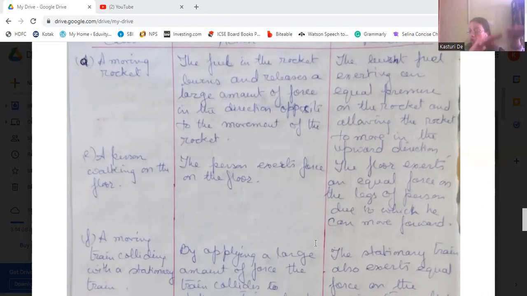Now, a person walking on the floor. When he is walking on the floor, he is exerting force on the floor, like this. He's exerting force on the floor. The floor also will exert an equal and opposite force on the person's feet. That's why he will be able to move forward.